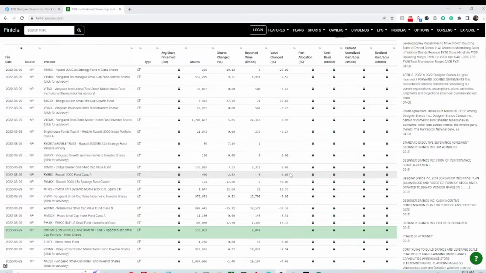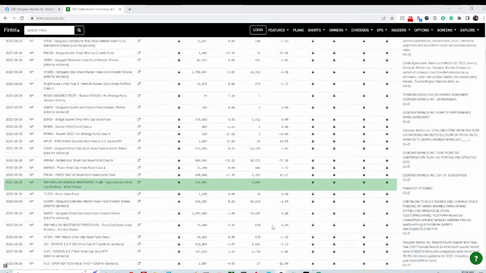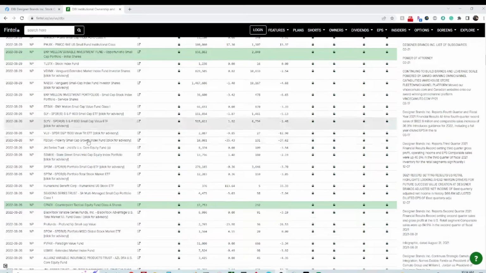Nothing happened here, barely anything. Sold 50%. This person or this company added, sold, sold, sold. A little add here. Someone bought 156,000 shares, BNY Mellon Variable Investment Fund. That's good to pay attention to. $2 million worth of shares purchased. Cool. Yeah, a lot of activity late August.